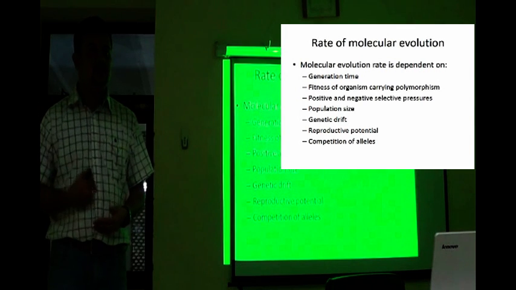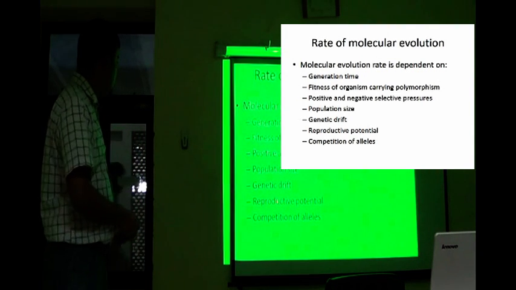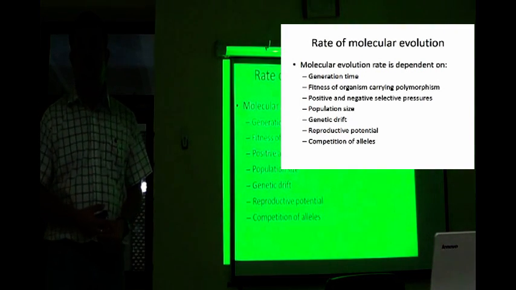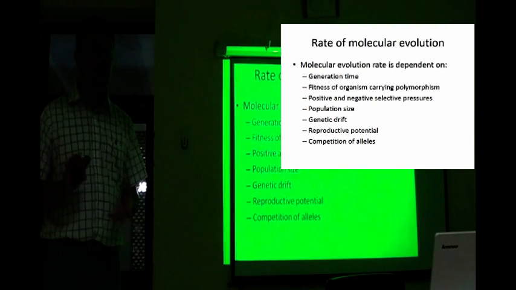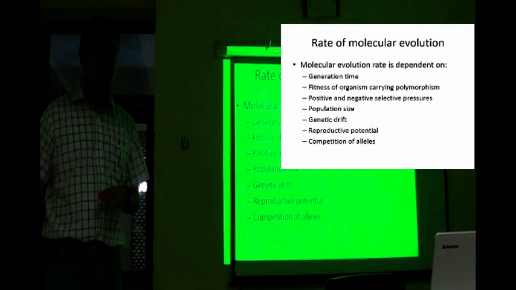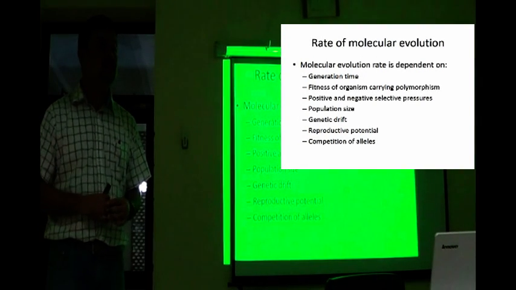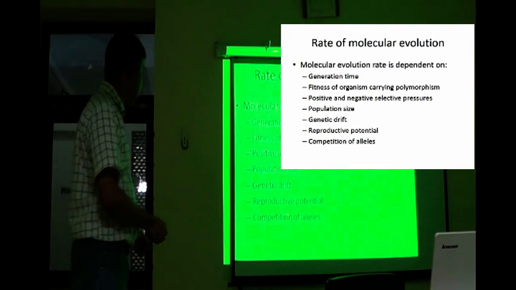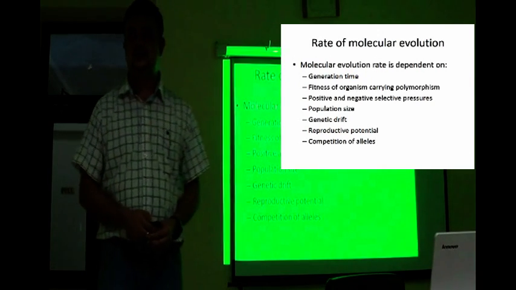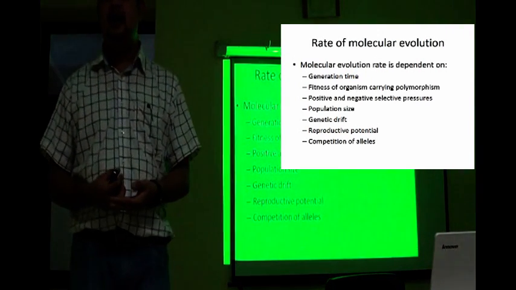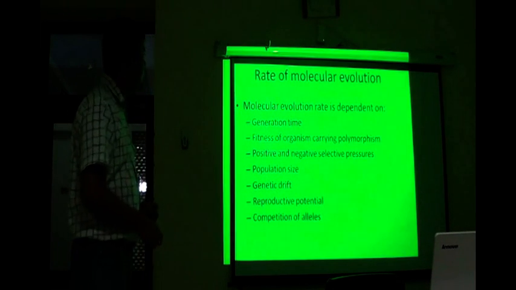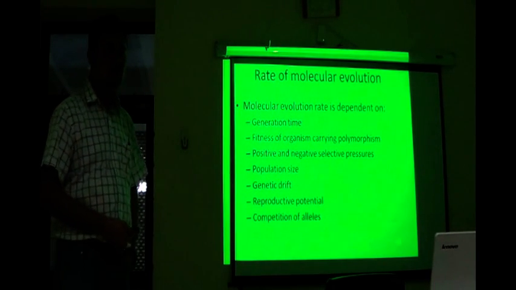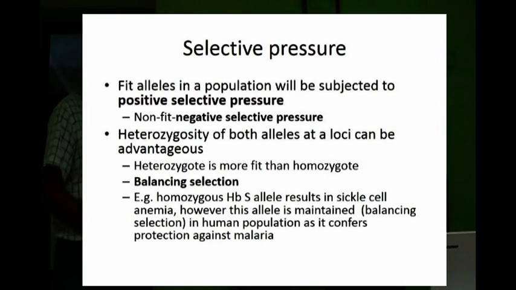Then the phenomenon of genetic drift. Then reproductive potential of the individual. That is also a very important thing, right? If it is not reproductively highly potent, then the rate of evolution could be drastically lesser. Then competition of alleles. If there are two or more forms of the same allele, the competition between these alleles is yet another factor that contributes to the rate of evolution.